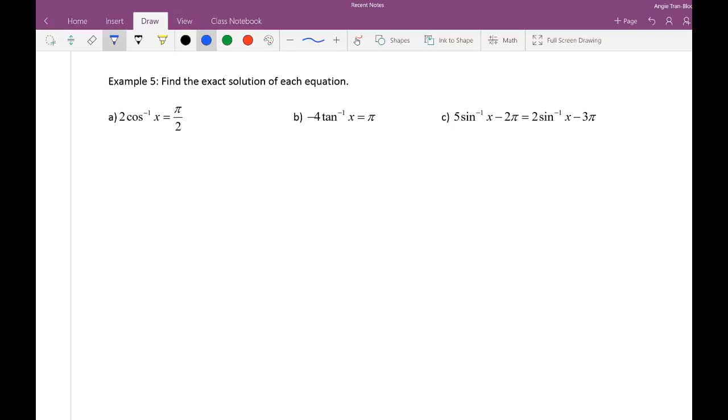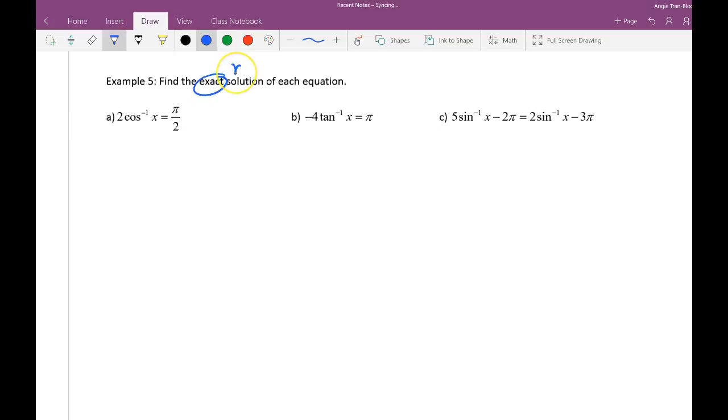Example: find the exact solution of each equation. So we will start with A, 2 times sine inverse of x equals pi over 2. This is an inverse function. It will have restriction, so keep that in mind, okay?